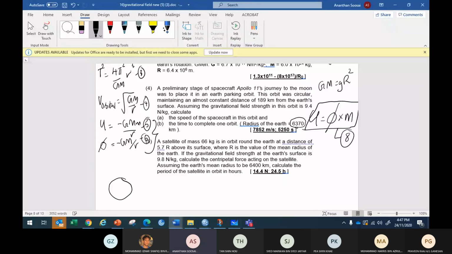The Earth is R. Remember, from the surface of the Earth to the point where the satellite is launched is 5.7 R. 5.7 R is from the surface to the point where it's rotating. So from the center to that point of rotating is actually 6.7 R.